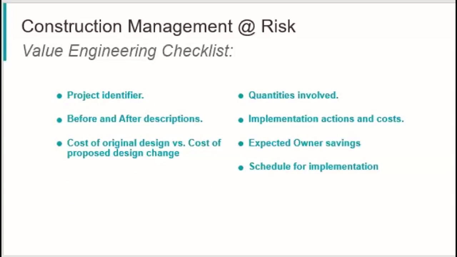There's a kind of checklist I used to use back in my experience. Some companies have different checklists, but this checklist, I combined different checklists into one so you can have an idea about it. The first thing is the project identifier, before and after descriptions, cost of original design versus cost of proposed design, quantities involved, how much quantities, the implementation actions and cost, what's the method to implement it and how much it will cost, the expected owner savings.